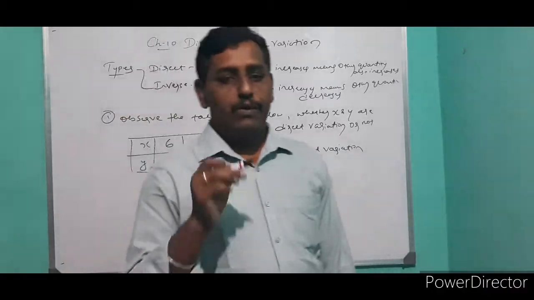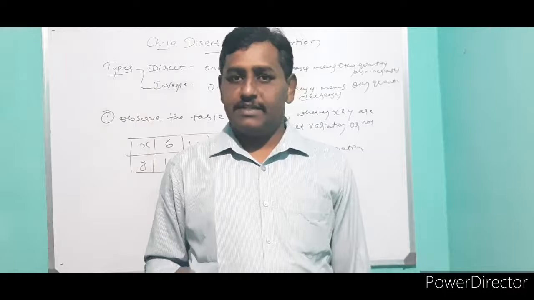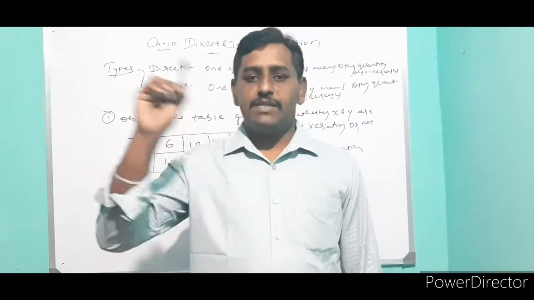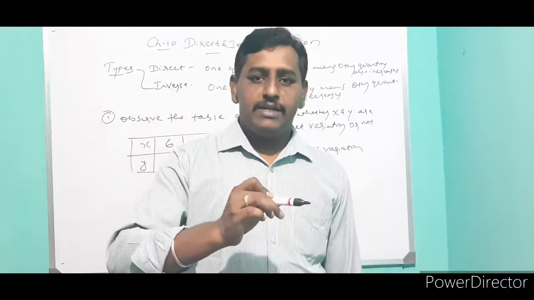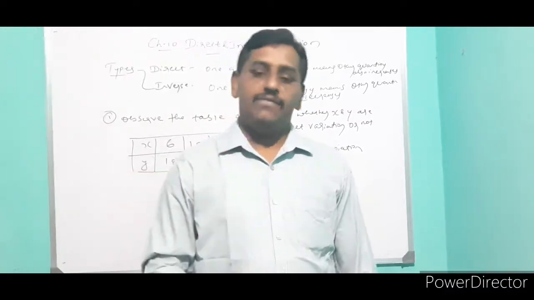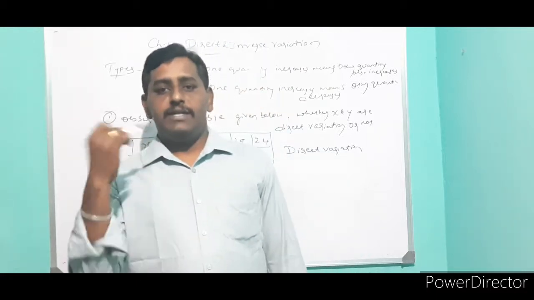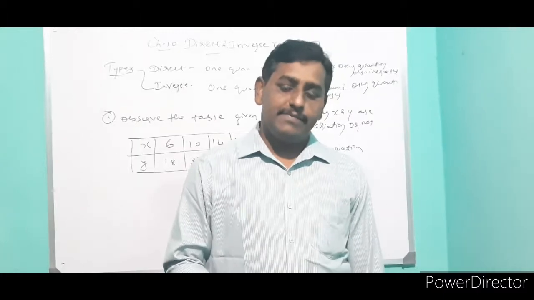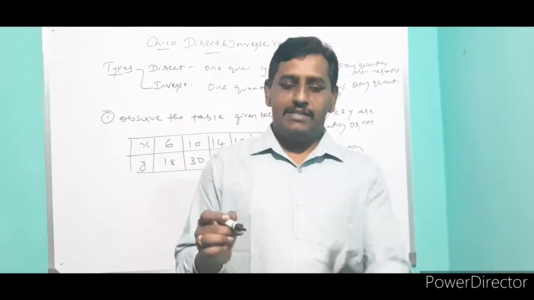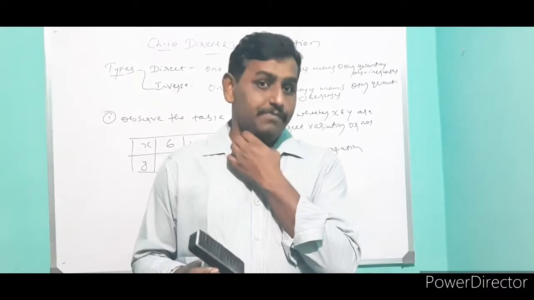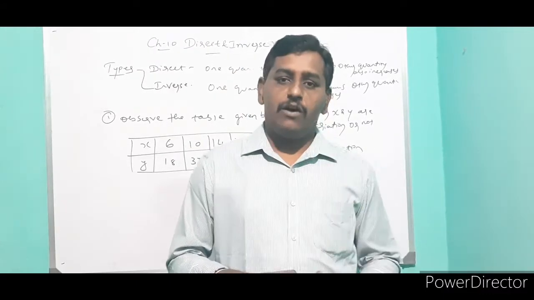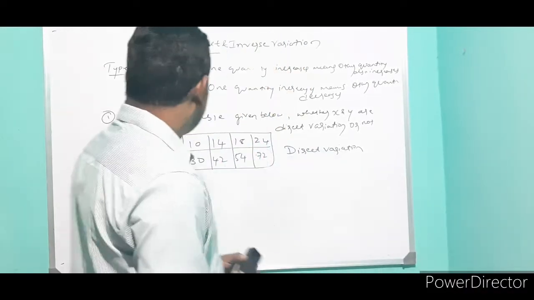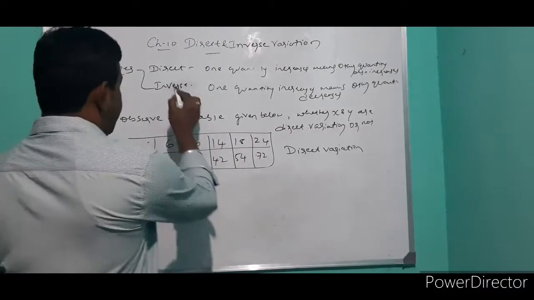Inverse variation means one quantity increases and the other quantity decreases. In direct variation, both increase, or if one decreases the other also decreases. But in inverse variation, if one quantity increases the other decreases, or if one quantity decreases the other increases. I gave the example of the car: while you increase the speed of the car, the time taken to reach the place is less. So now we are moving to direct variations first.